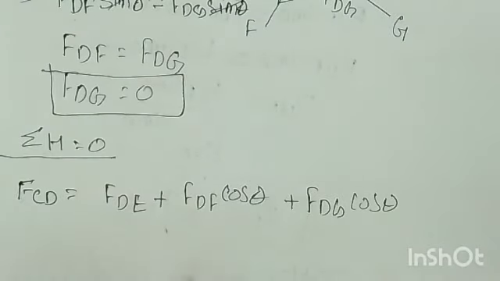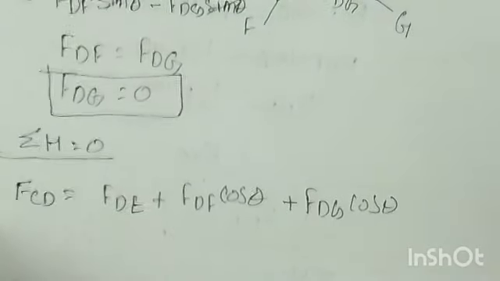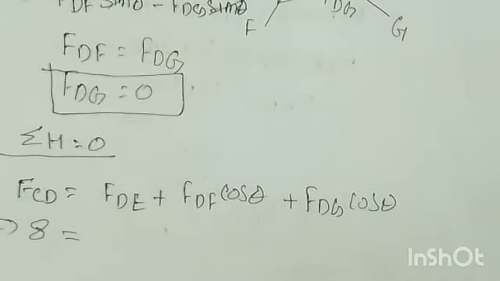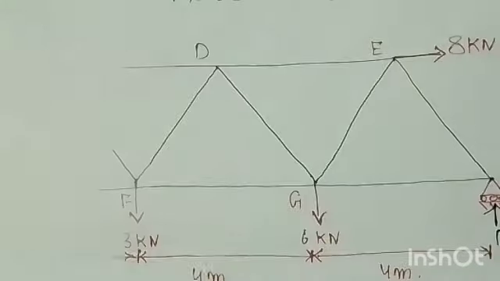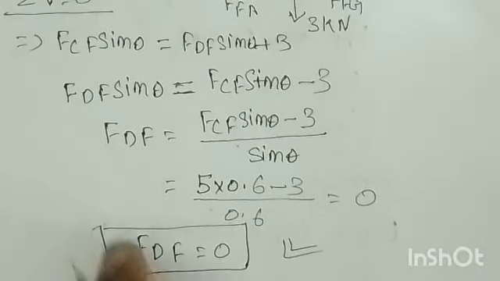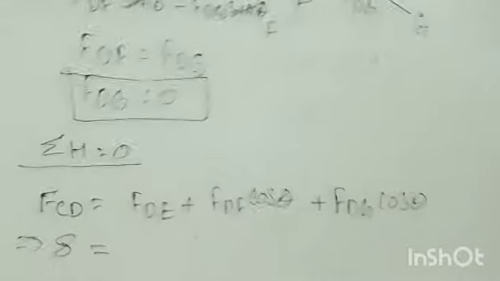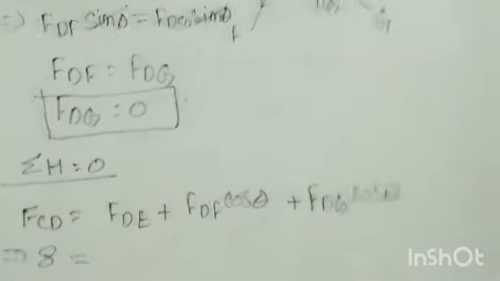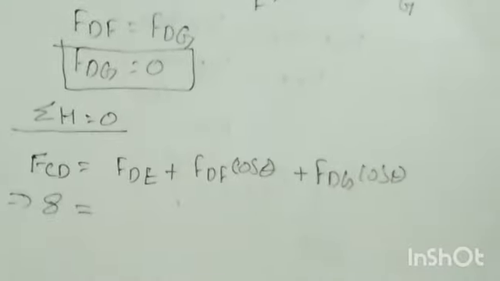FCD is equal to 8, so this is what you have, you can write 8 kilonewton, and FDE is equal to... this is what FFG is, 16, and FDG is 16. FFG is 16. So FFG is not there, right? Wait.